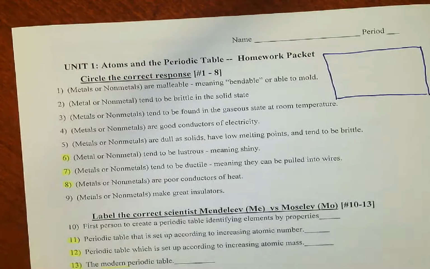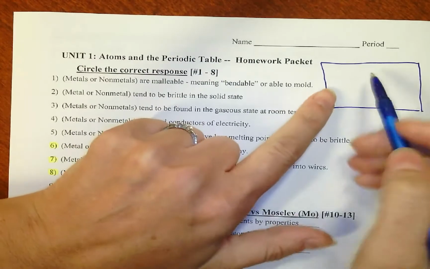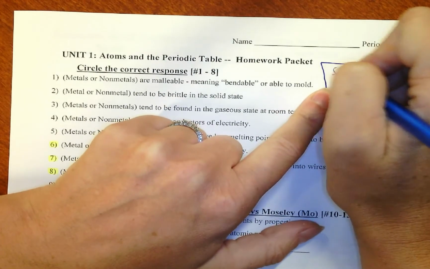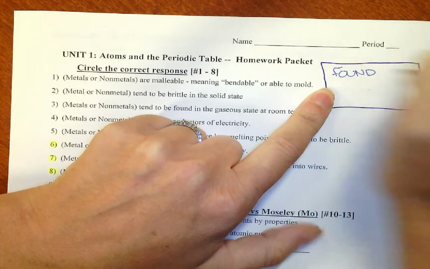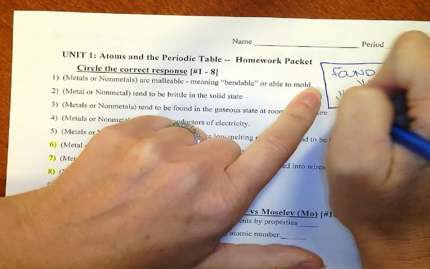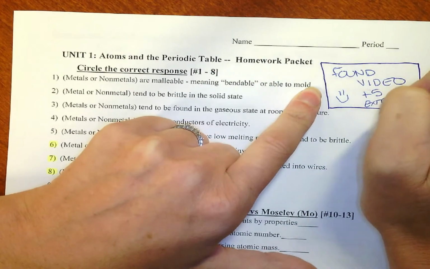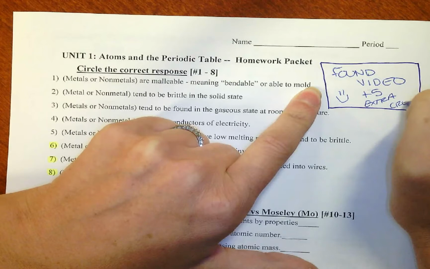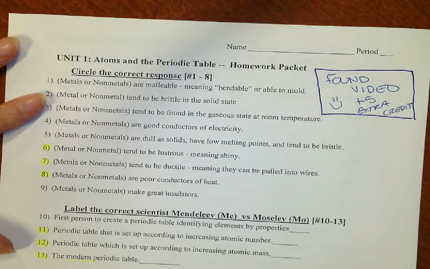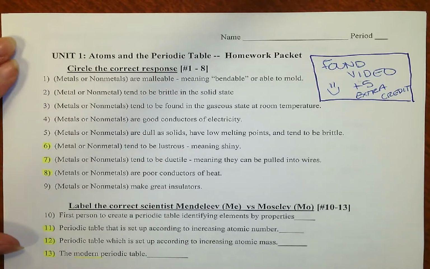Because you looked this up on YouTube or Canvas, you're getting extra credit. So just up here underneath your name, go ahead and write "found video." Give me a little smiley face and put +5 extra credit. You get extra credit for finding our video tutorials for the first 3 days of homework. That way you know how to find them and use them when you need them.